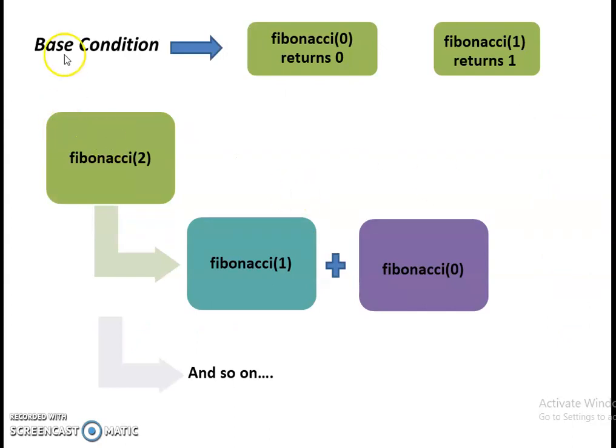Now in Fibonacci we have base condition. So Fibonacci 0 will return 0 and Fibonacci 1 will return 1. In case of Fibonacci 2, it will invoke Fibonacci 1 and Fibonacci 0, and it will add both the values and it will return the addition to Fibonacci 2. So it will print the next value of Fibonacci sequence, and this process will go on. So using recursion we can print Fibonacci sequence.